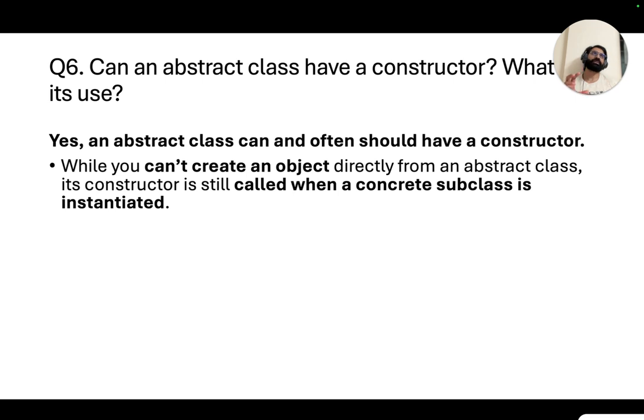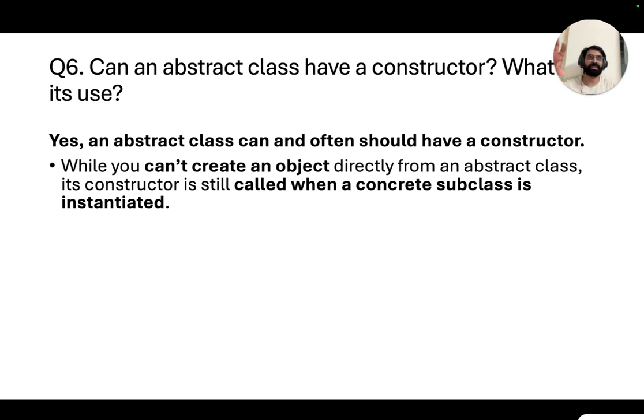If we have a constructor in an abstract class and we cannot create an object of it, then when will that constructor be called? We know that when we create an object of any class, the constructor of that particular class is called. Here, although we cannot create the object of the abstract class, it still has a constructor. It actually gets called when the concrete subclass is instantiated.